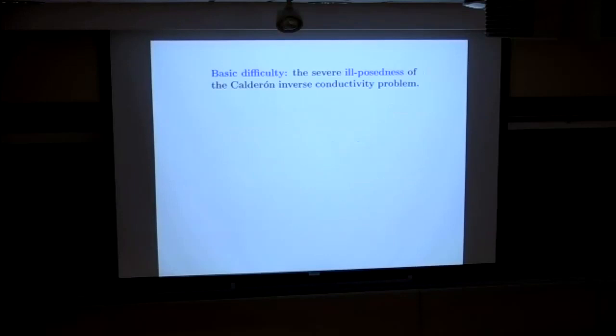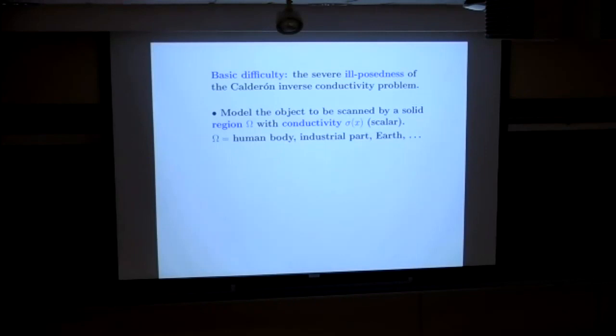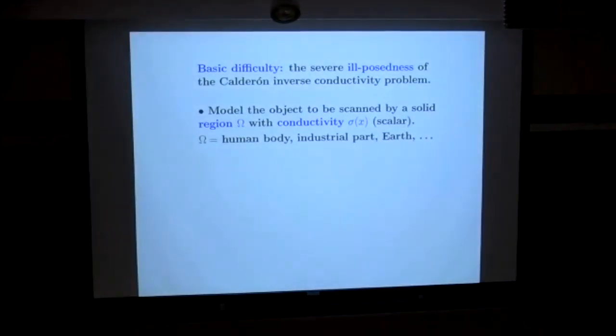Okay, so the basic difficulty with electrical impedance tomography is that the underlying mathematical problem, the Calderon inverse conductivity problem, is severely ill-posed in the sense that I will describe. So let's have a little bit of a model. We model an object to be scanned, whether it's a body or the Earth or whatever, by a region omega. For physical interest, omega should be either two or three dimensional, and it's filled with material, and the key physical parameter we're interested in imaging is the electrical conductivity.